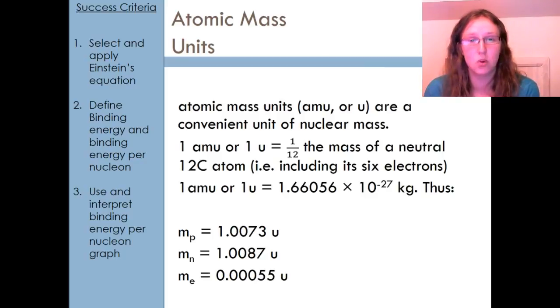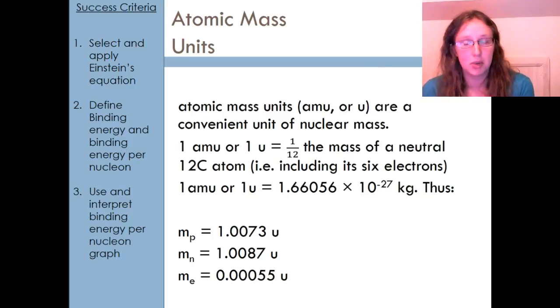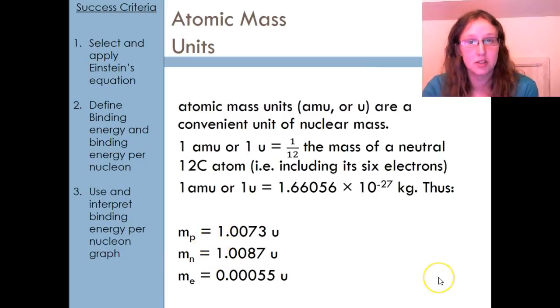One atomic mass unit is 1/12 the mass of a neutral carbon-12 atom. So that's approximately 1.66056 times 10 to the minus 27 kilograms. So what that means is that the mass of a proton is 1.0073 U, the mass of a neutron is 1.0087 U, the mass of an electron is 0.00055 U. So two things I just want to pull out here is that we can be very specific now when we're talking about these masses, and you can see that the mass of a proton and a neutron is different, and that is important.